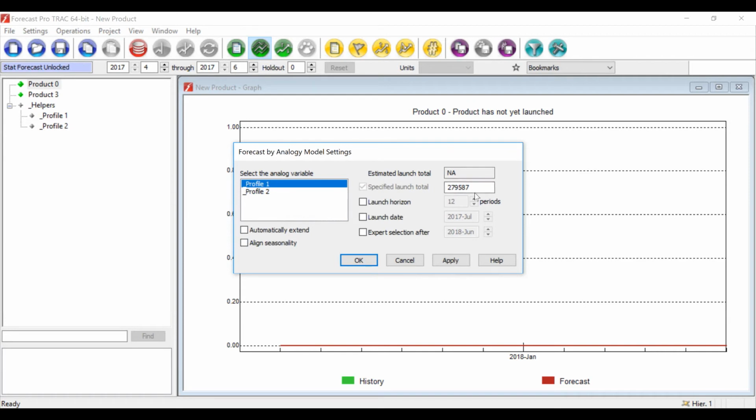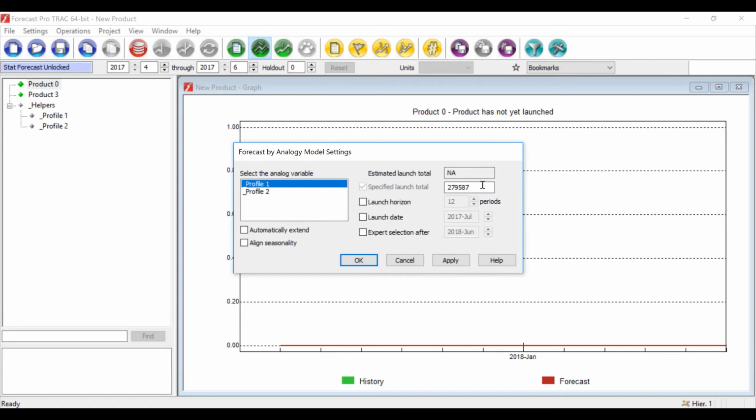Over on the right-hand side, we have a couple of other decisions that need to be made. The other two pieces of information that we need are the launch total and the launch horizon. We're going to leave the launch horizon here at 12. For the launch total, there are two different boxes we can think about here. In the estimated launch total, we have NA, because we haven't launched yet, so there's nothing that can be used to create an estimated launch total.